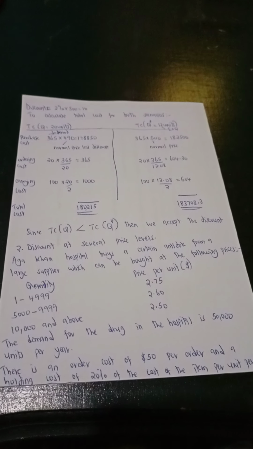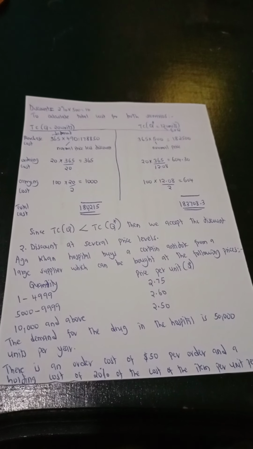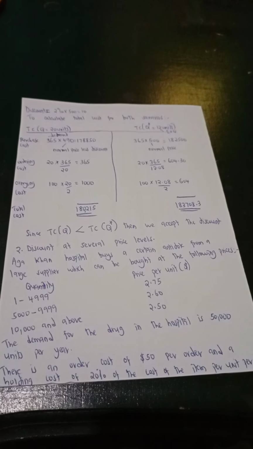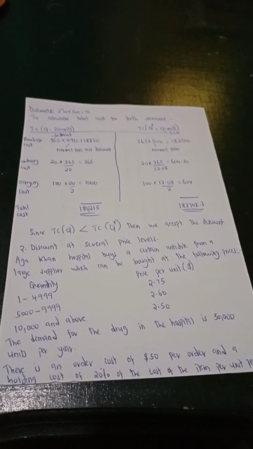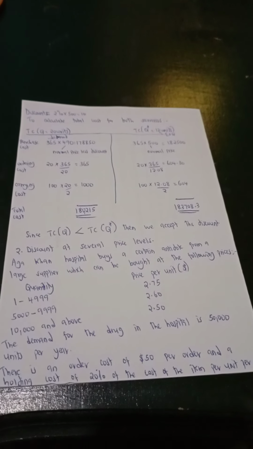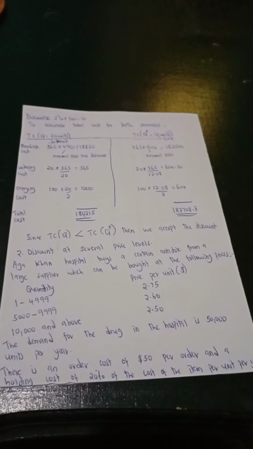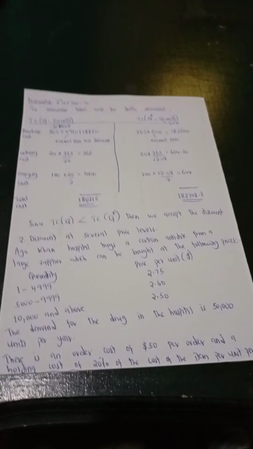To calculate the total cost for both scenarios, there's a T table there. On the left hand side, we have total cost when Q is 20 units, and on the right hand side, we have total cost when Q is 12 units. In that video about the EOQ, please make sure you watch it. We had calculated the EOQ to be 12.08, but here we have rounded it off to be 12 units. So please watch the video to know how we got 12 units.